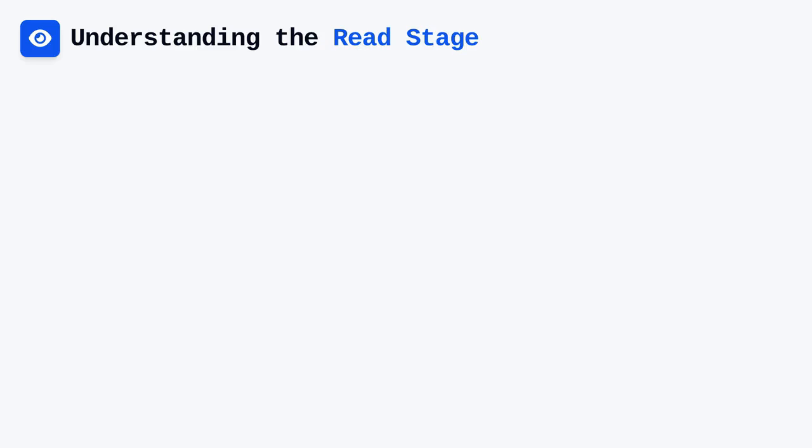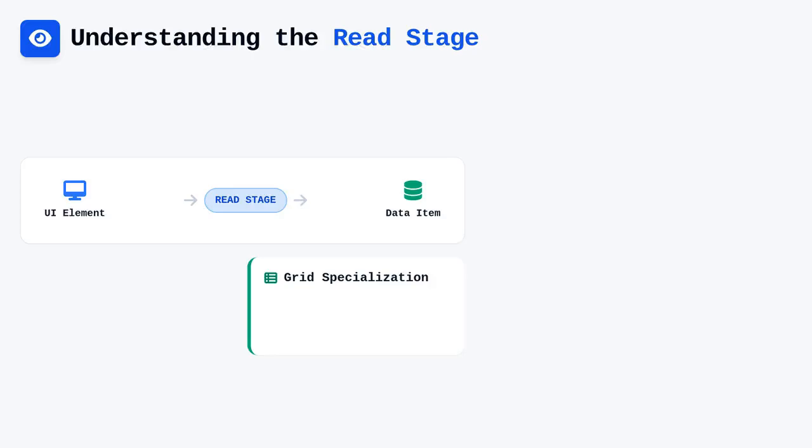The read stage is effectively the eyes of your automation, allowing you to extract information from the UI that will subsequently influence your process logic. This process involves selecting a target element and choosing an attribute or property, such as text, check status, or visibility, and mapping that result directly into a Blue Prism data item. If you're working with grid components, the read stage provides specialized functionality to pull entire table outputs into collections, which is essential for data-driven processes.